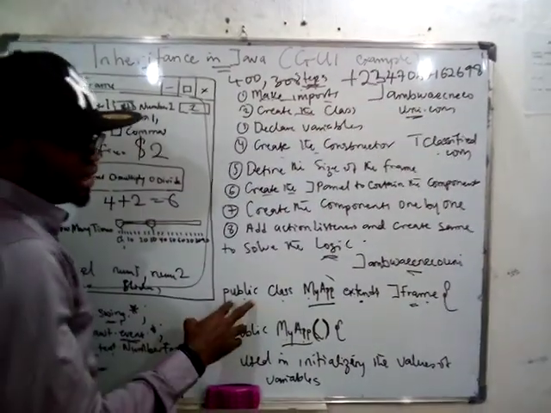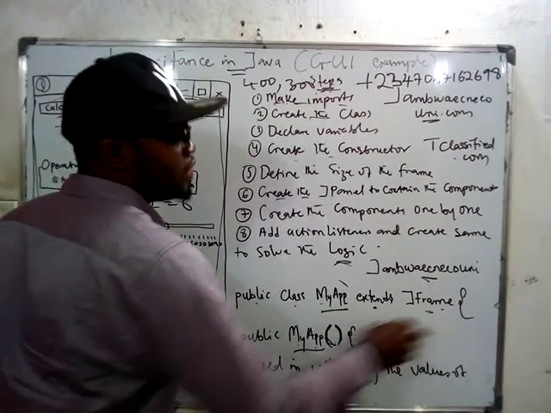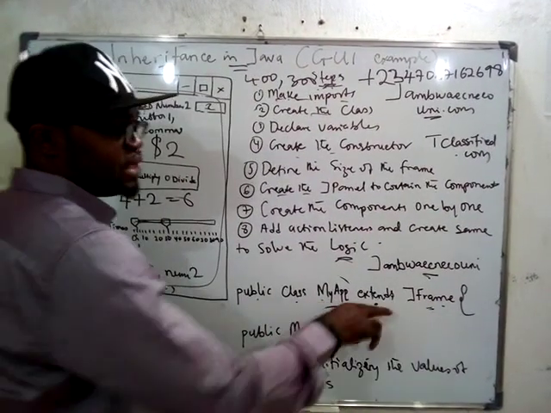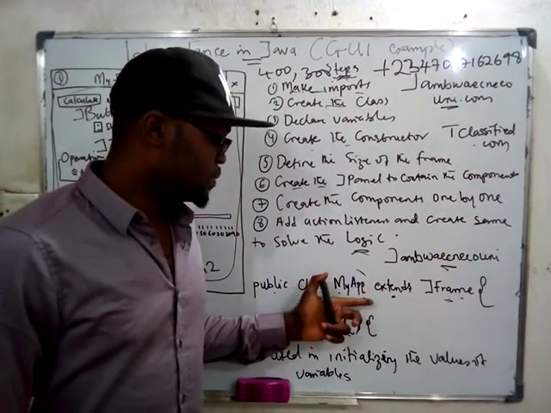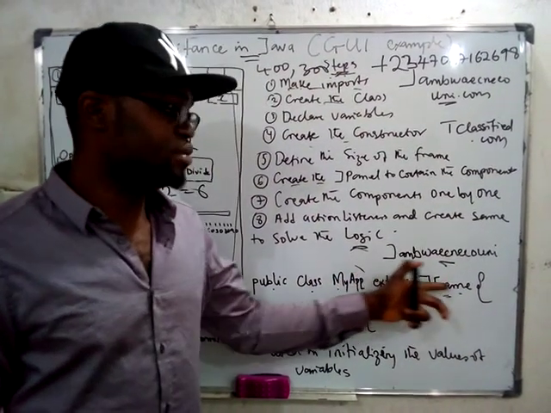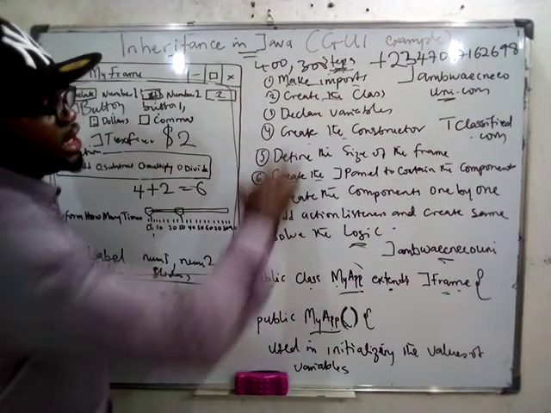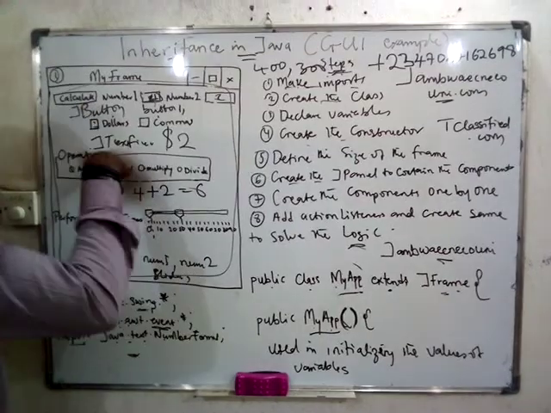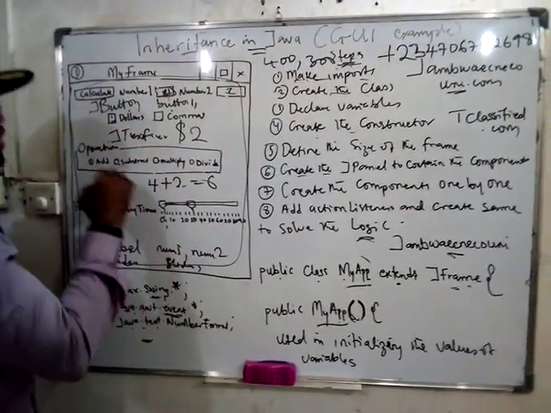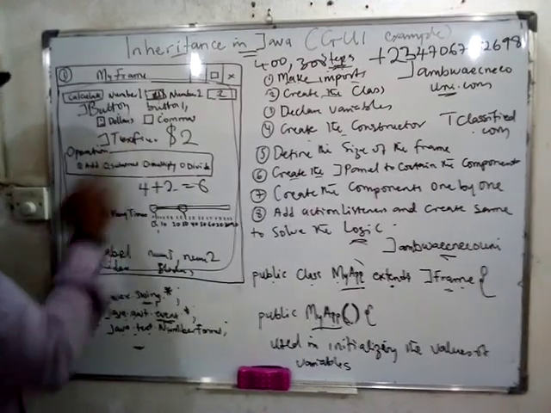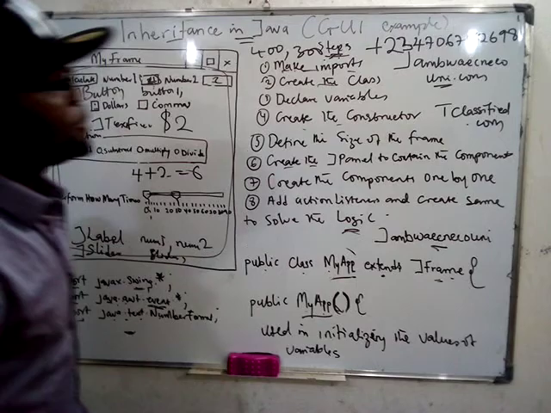How do you create the class? By saying public class MyApp extends JFrame. Extends JFrame because this app, MyApp, is inheriting from JFrame. That's why it's extending JFrame. Declare the variables. The variables are the things that you are going to use in doing your work, which are the JButtons, JRadioButtons, JCheckBoxes, JTextFields, JSlider.